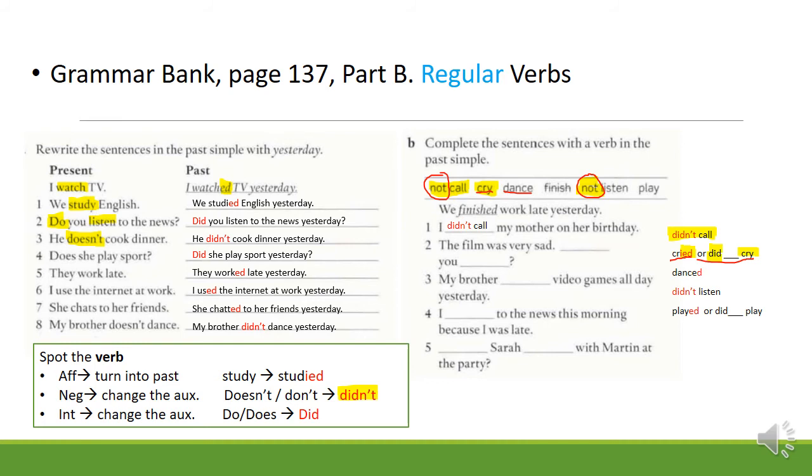Are you ready? Let's start checking. Number 1, the example. I didn't call my mother on her birthday. Number 2, the film was very sad. Did you cry? Number 3, my brother played video games all day yesterday. Number 4, I didn't listen to the news this morning because I was late. Number 5, did Sarah dance with Martin at the party?